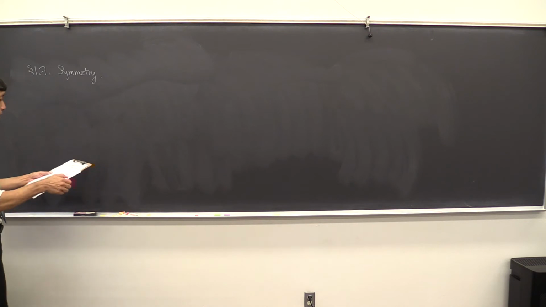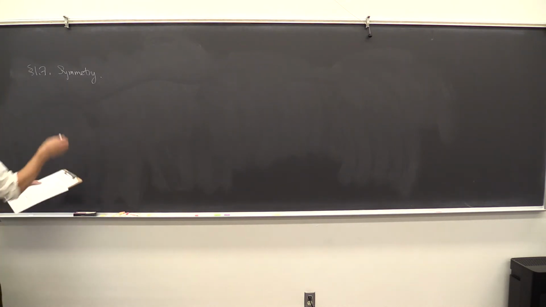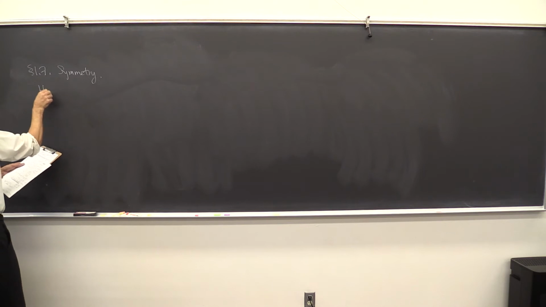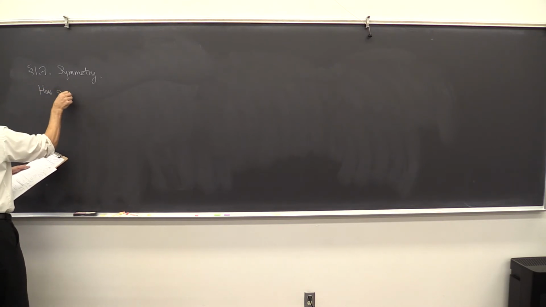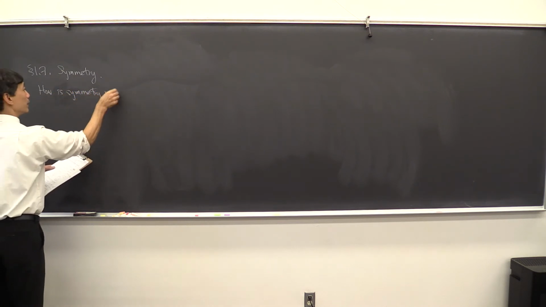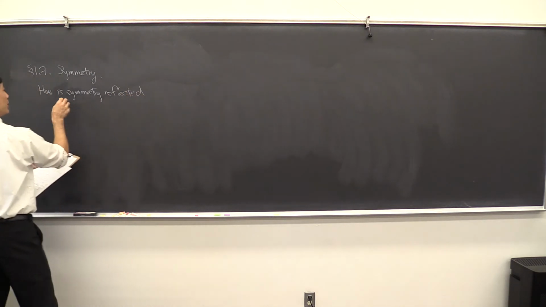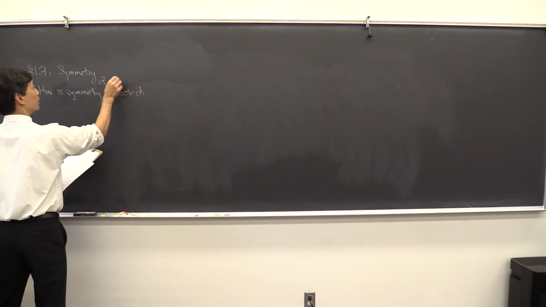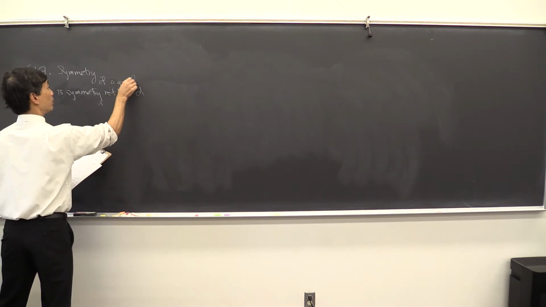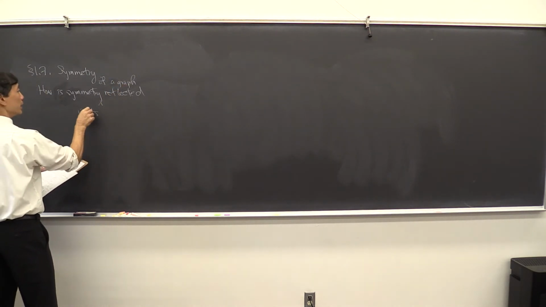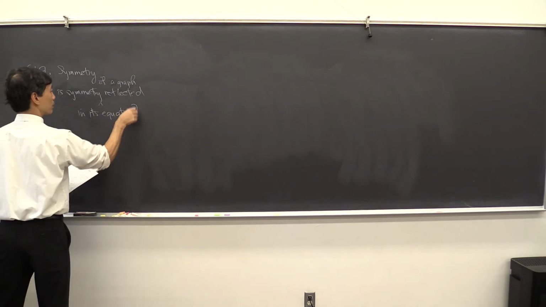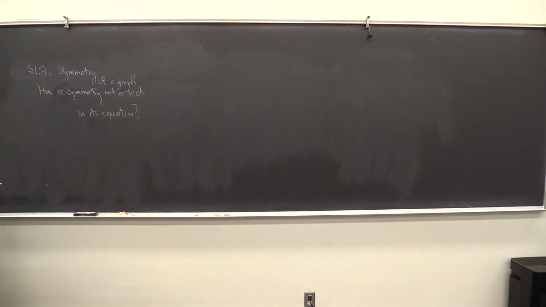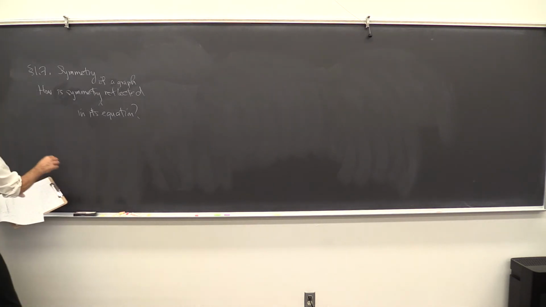human beings have a sense of symmetry, and we want to ask, how is the symmetry of a graph reflected in its equation? We've been talking about graphs, graphs of two variable equations. So I have some pictures.